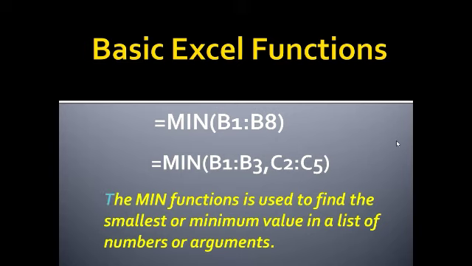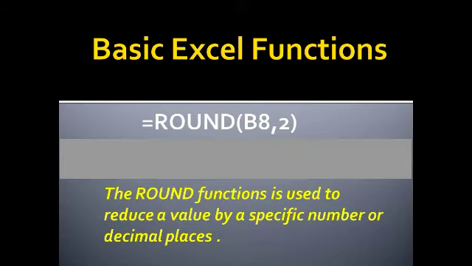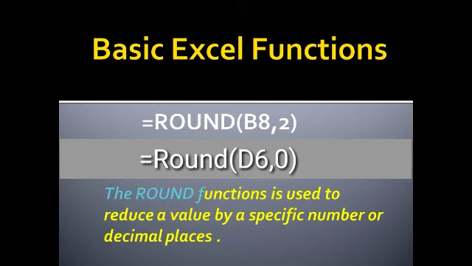Then min. The min function is used to find the smallest or minimum values in a list of numbers or arguments. Next, count. The count function is used to count cells that contain numbers. Round function is used to reduce a value by specific number of decimal places.